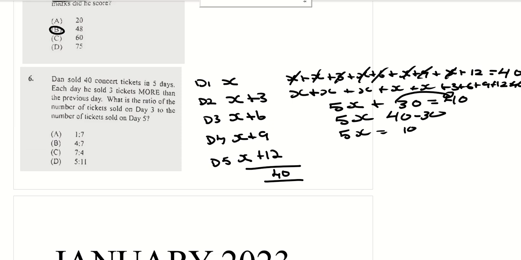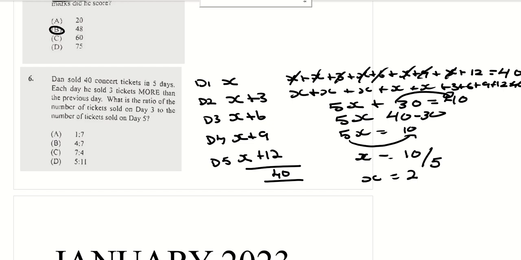Now the relationship between 5 and X is multiplication, right? You can know 5 times what would give you 10. You know the answer is 2. However, you want X by itself, so again the relationship between 5 and X was multiplication. If you carry multiplication over the equal sign, it becomes division, so 10 divided by 5, so X is equal to 2.